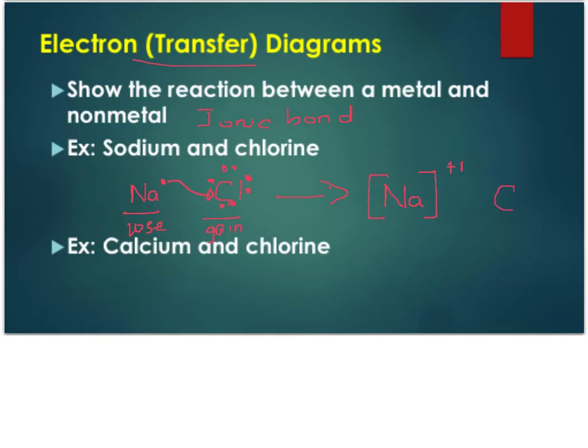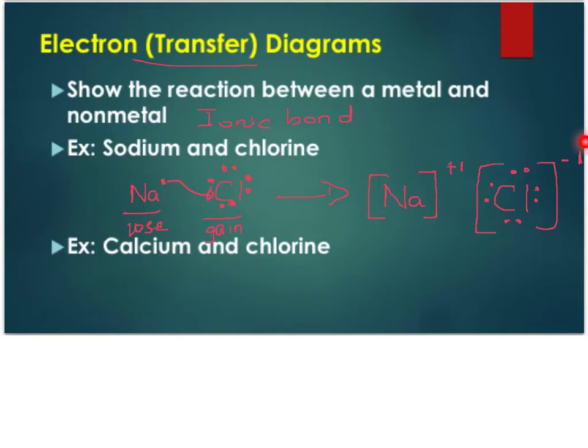Chlorine gained 1 electron, so it now has 8 electrons. It is also an ion. So to represent an ion, we put it in parentheses and it has a negative charge. Sodium has 1 less electron than proton, hence the positive charge. Chlorine has 1 more electron than proton, hence the negative charge.